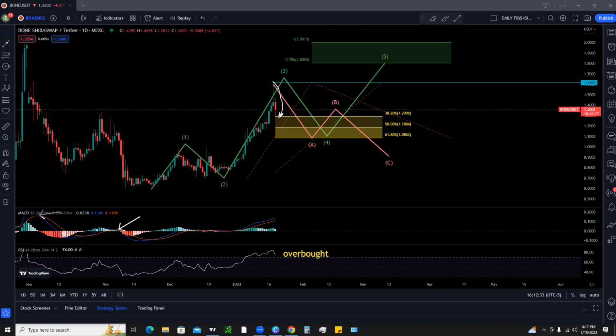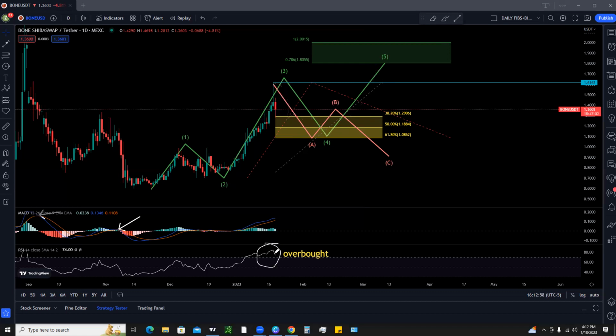Now, if you look exactly where it found support, it found support at our 38.2 retracement level and pushed up higher, which again is 1.29. So this is what we want to see. Now it could trade a little bit sideways. It could go a little bit lower to our other retracement levels before continuing up higher. But keep in mind that we already did get some form of a pullback.